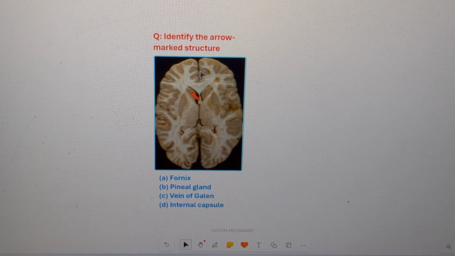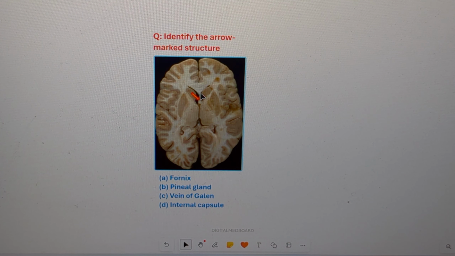This question is asking about the arrow-marked structure. Starting from the top, the corpus callosum connects the left and right hemispheres of the brain. Inferiorly is the septum pellucidum, which separates the two lateral ventricles, followed by the interventricular foramen of Monro, which drains into the midline third ventricle.